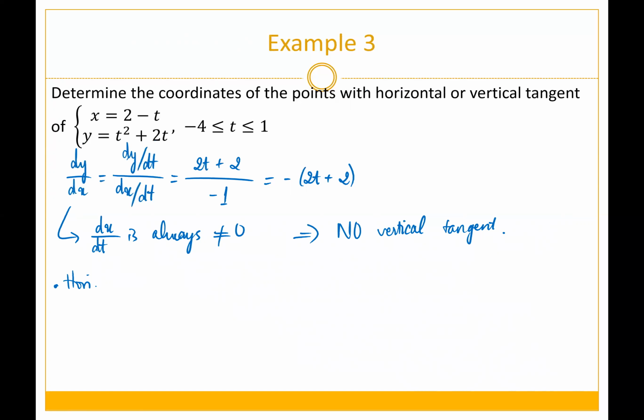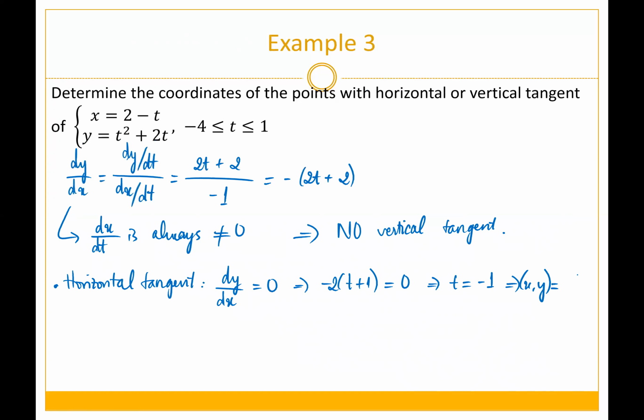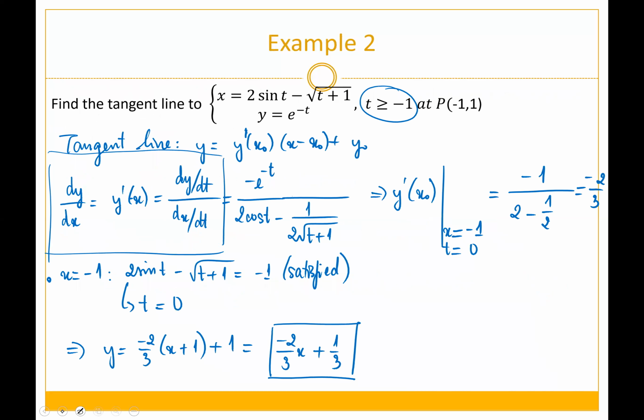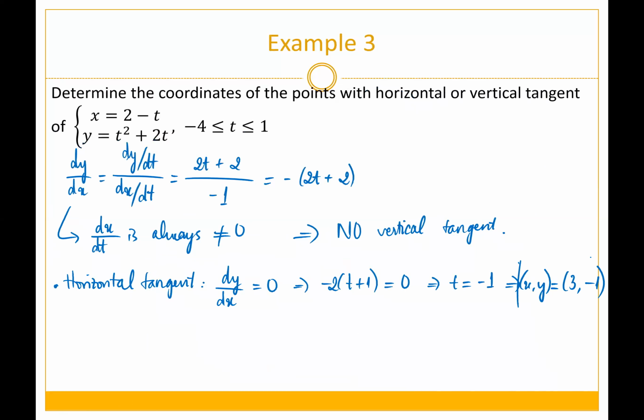Now horizontal tangent is where you have to find the point of t where you have dy over dx equal to 0. And so it's going to be negative of 2. Take the 2 out, you have t plus 1 equal to 0. Or you have t equal to negative 1. And so at that point, we have the xy coordinates be 3 and negative 1. So that's the answer for this question.